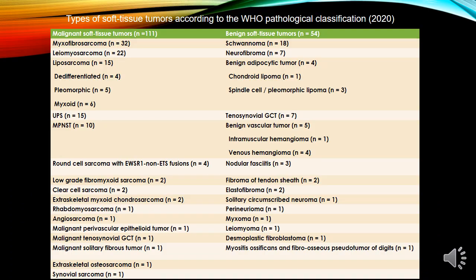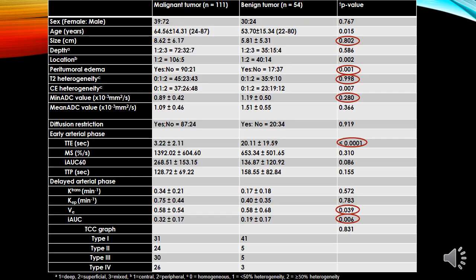This table shows the types of soft tissue tumors according to the WHO Pathology Classification 2020 version. There were 111 malignant soft tissue tumors and 54 benign soft tissue tumors. Patients with malignant soft tissue tumors were significantly older and showed larger mass size than benign tumors. If the tumor was peripherally located, the probability of being benign was high. In the contrast-enhanced images, the more severe the heterogeneity, the higher the possibility of a malignant tumor. Peritumor edema also showed a significantly higher frequency in malignant tumors.